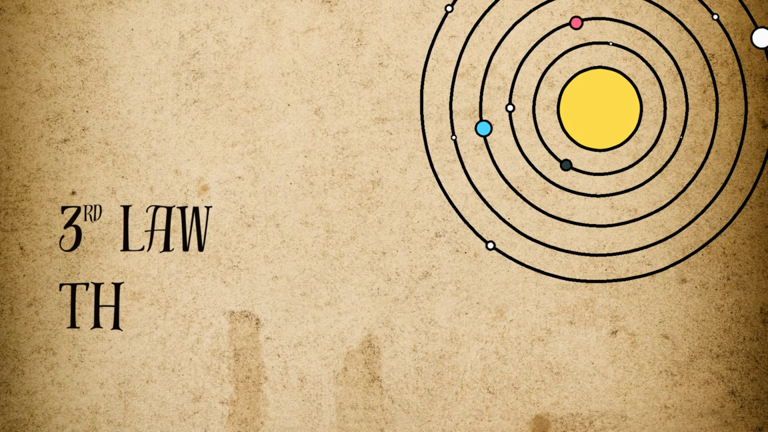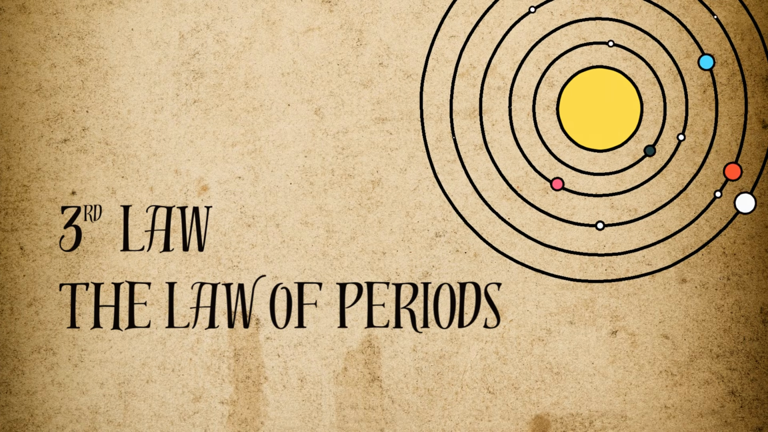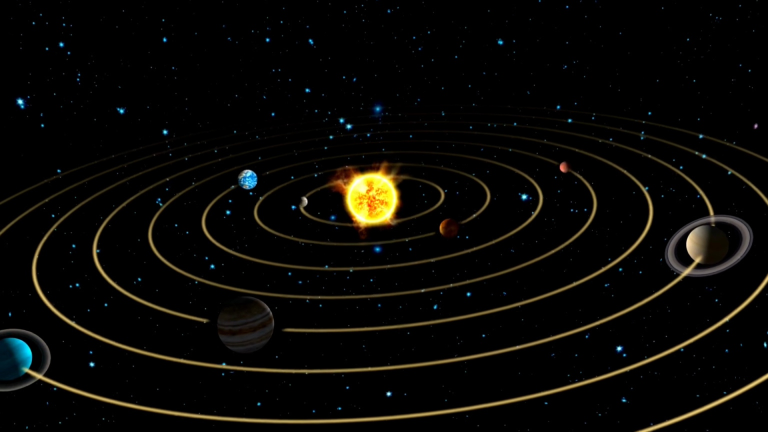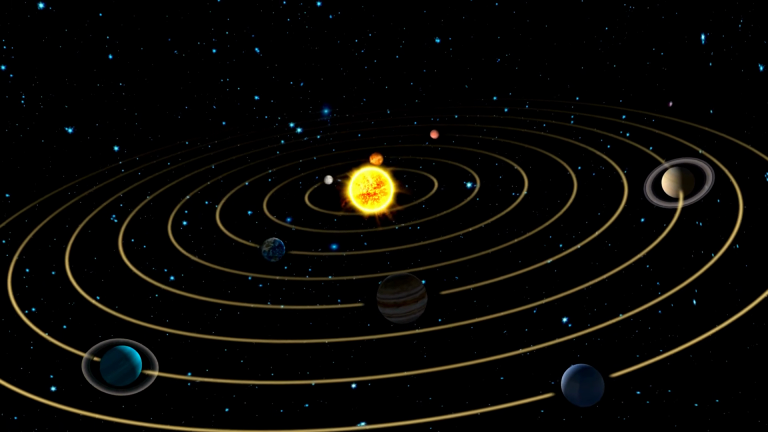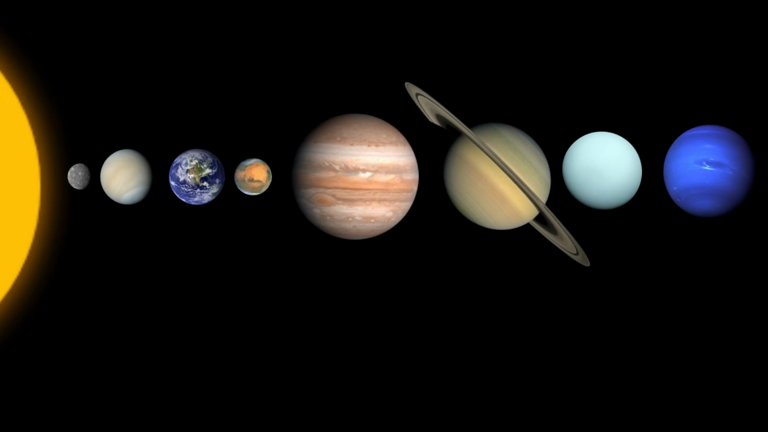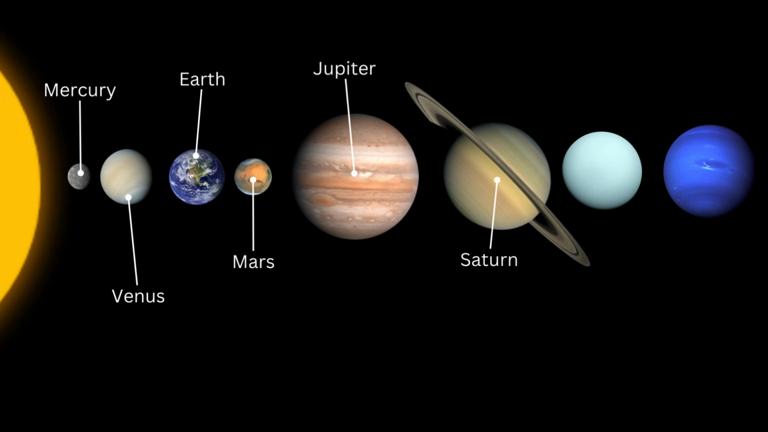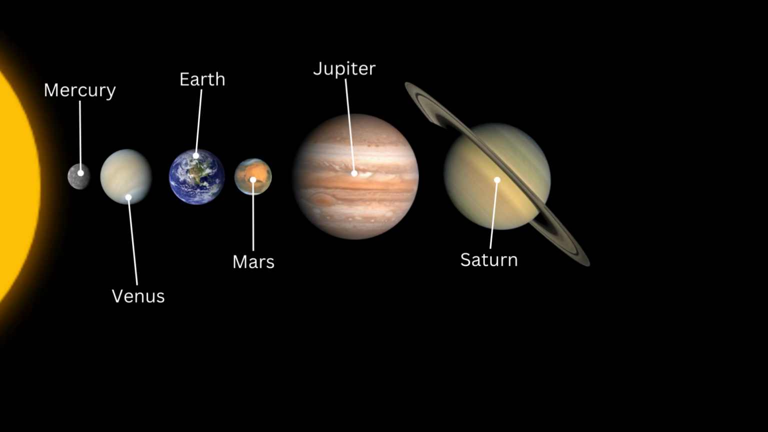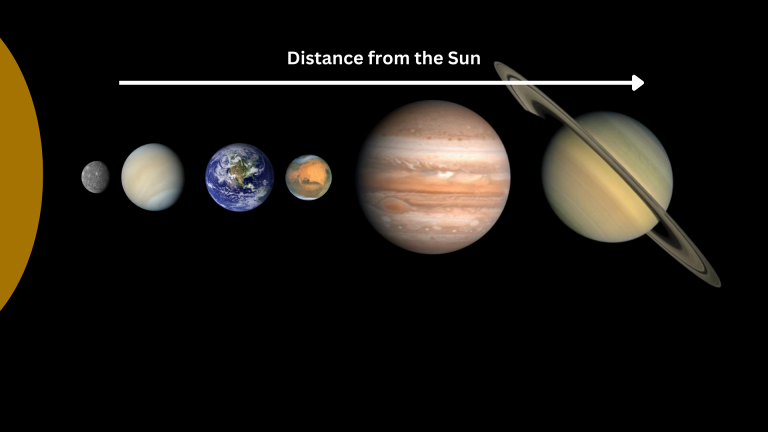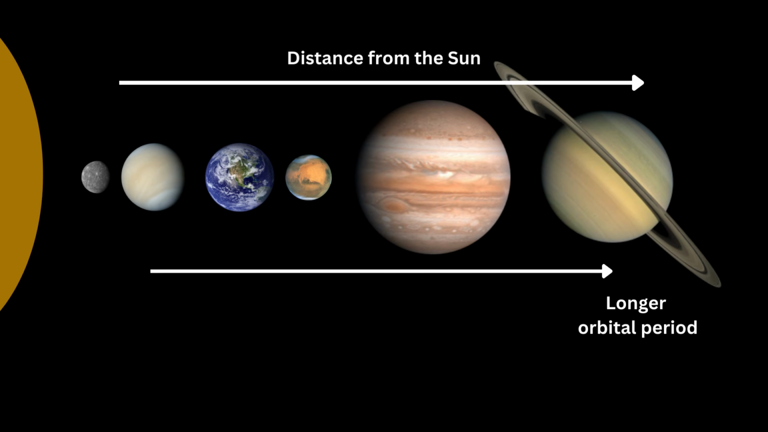Kepler's third law, the law of periods, helps us understand the relationship between how long it takes a planet to complete one orbit, its orbital period, and its average distance from the Sun. Kepler looked at the data for the planets Mercury, Venus, Earth, Mars, Jupiter, and Saturn. Uranus and Neptune had not yet been discovered when Kepler was alive. Kepler noticed a pattern. The further a planet was from the Sun, the longer it took to complete one orbit.